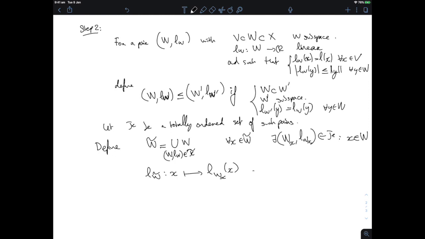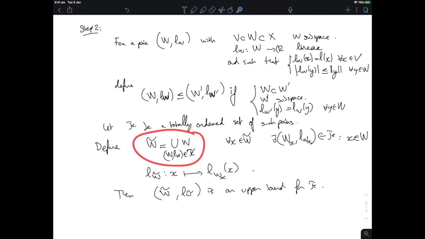And now what have we got? We've got that this is an upper bound for the set F, because if I take any element in F, any subspace W will be included in this gigantic union of all of them, and then any linear map would be extended by this, because it would be equal to LW on W. Okay, and of course, because it is just an LW for the appropriate W, it satisfies this defining property of having constant 1 in the continuity inequality of my linear functional.